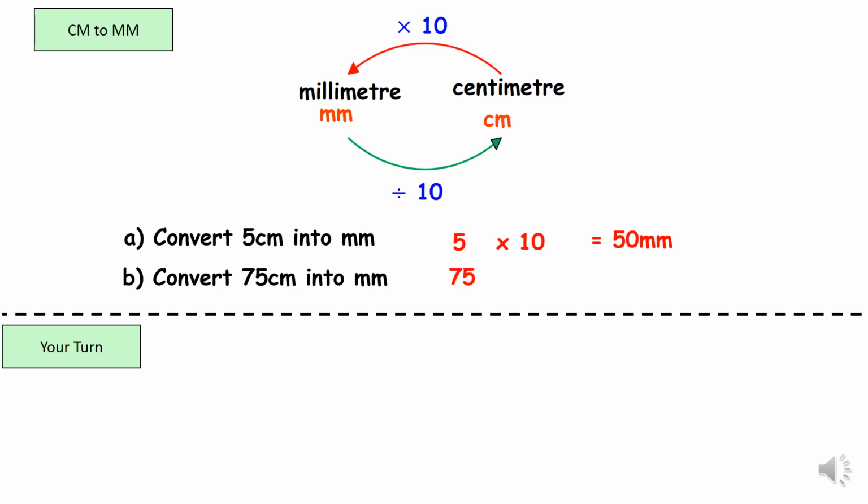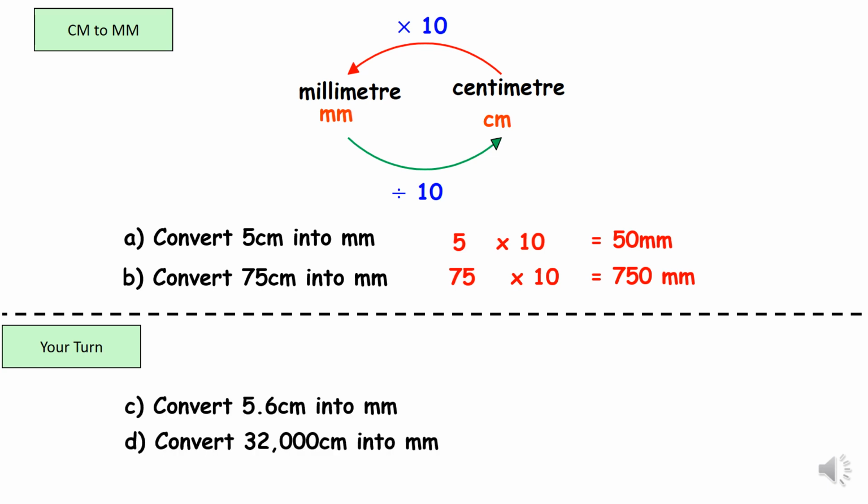Now when we're trying this one here, converting 75 centimeters into millimeters, again we're timesing by 10 and the answer would be 750 millimeters. I want you guys to have a go at these two, so just pause the video quickly as a practice, have a go at these two questions, and we'll come back together shortly. So we'll have a pause of the video now.